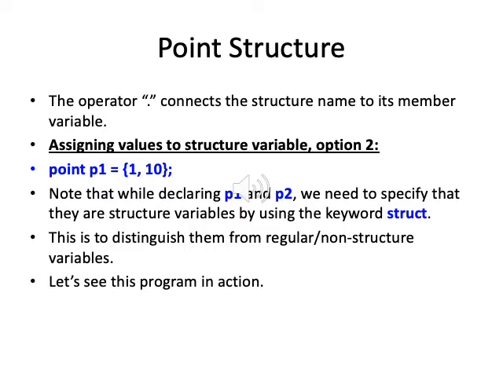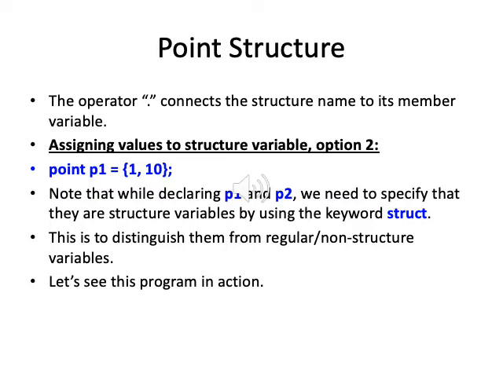Okay, so note that the dot operator connects the structure name to its member variable. To assign values to structure variable p1, essentially you want to assign values to both the x and y components of p1, and the way that we do that is p1.x is equal to one value and p1.y is equal to the other value. So that is option 1.